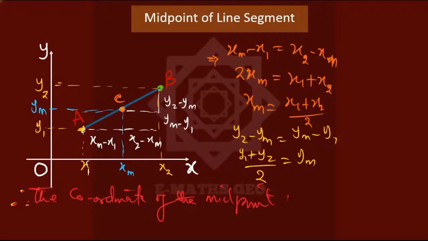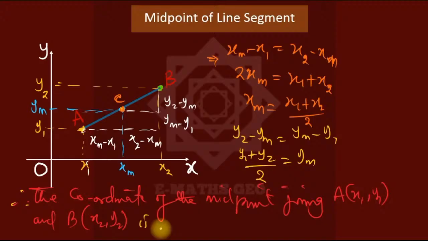joining x1, y1 and x2, y2 is, remember, a coordinate pair: x1 plus x2 over 2, in brackets, y1 plus y2 over 2. So whenever you're asked to find the midpoint, just find the average.